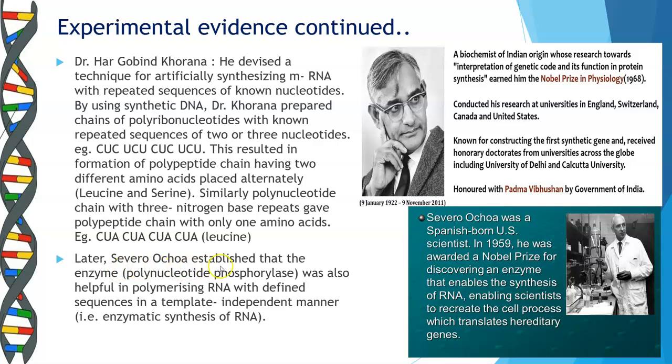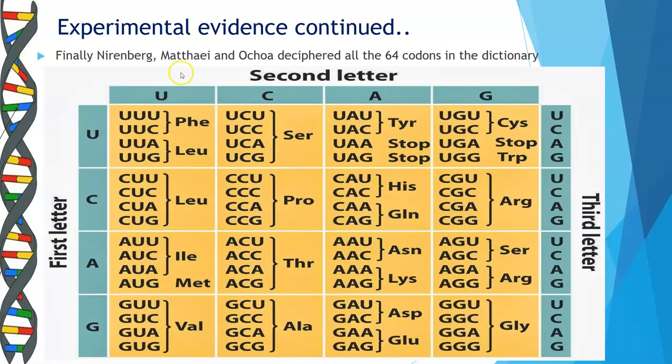Later, we have Severo Ochoa, who established that the enzyme polynucleotide phosphorylase was also helpful in polymerizing RNA with defined sequences in a template-independent manner, that is, enzymatic synthesis of RNA. So these people worked together to find out and conclude that the genetic code is a triplet code, and all these individuals received a Nobel Prize for the same. Finally, students, we had Nirenberg, Matthaei, and Ochoa depicting all the 64 codons in the dictionary and forming this chart showing all possible nucleotide sequences, or the codons, that code for a particular amino acid.